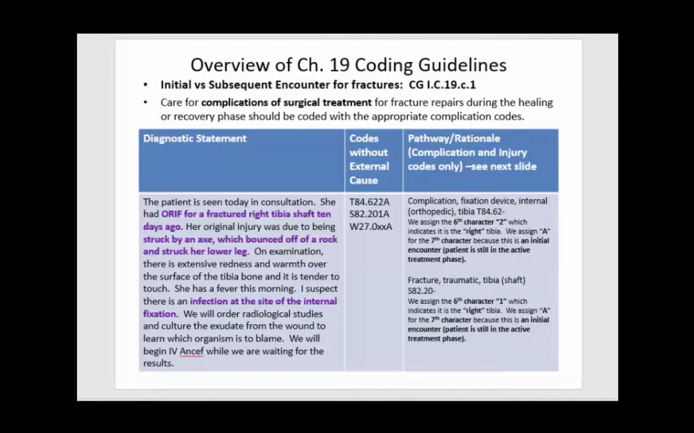And whenever we are coding a complication of surgical treatment for a fracture repair, we're going to use the complication code. In this case, it's a complication of the fixation device. And I have the T84 code, that would be your principal diagnosis. Then we have the injury to the right tibia shaft, with the 7th character for initial encounter, and then the W code for struck by an axe, bounced off of a rock.